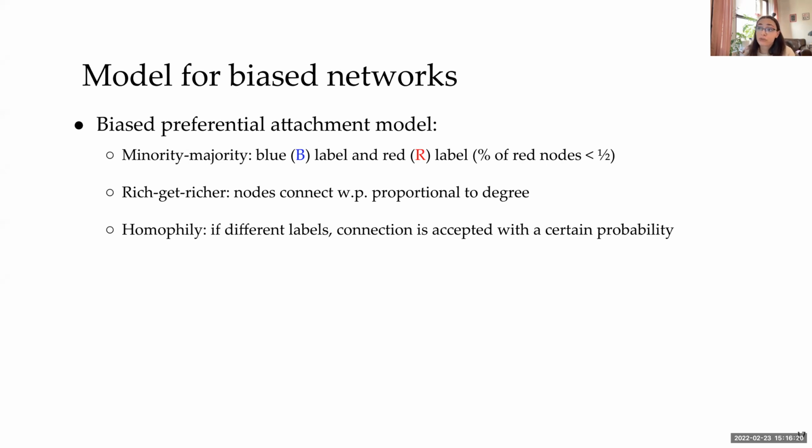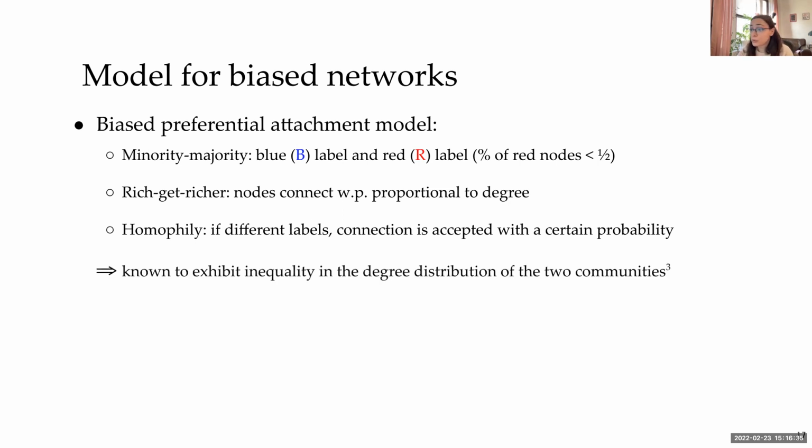The rich get richer effect is something that we see in a lot of online networks as well, where you see a very skewed degree distribution with few people having very high degree and a lot of people having very low degree. And this model is particularly interesting to look at. It's been proposed recently, and it's been shown to exhibit inequality in the degree distribution of the two communities. So this kind of model, preferential attachment, generally follows a power law degree distribution, which is what we notice in a lot of these online settings.